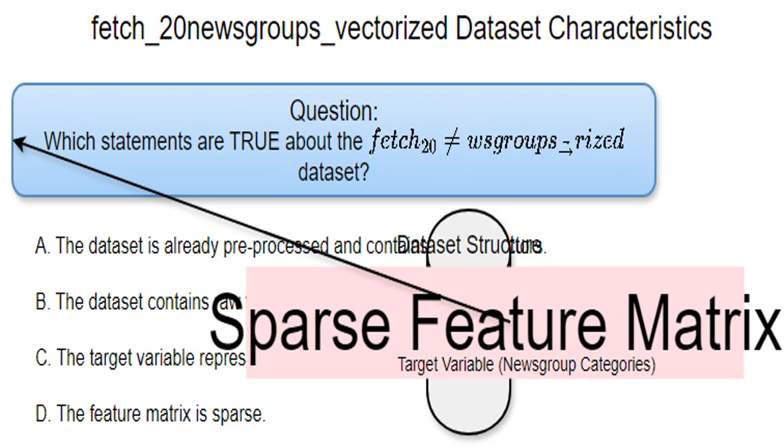A sparse matrix is a matrix where most values are zero. This is common with TF-IDF because many words will not show up in many documents. I imagine it like a giant spreadsheet mostly filled with zeros, reflecting a situation where most words in a particular newsgroup post do not appear in other newsgroup posts.